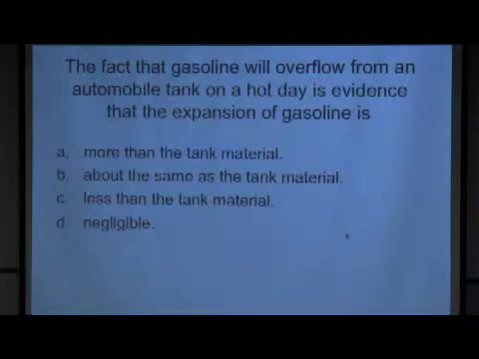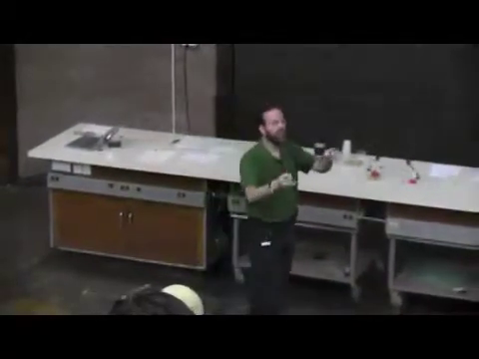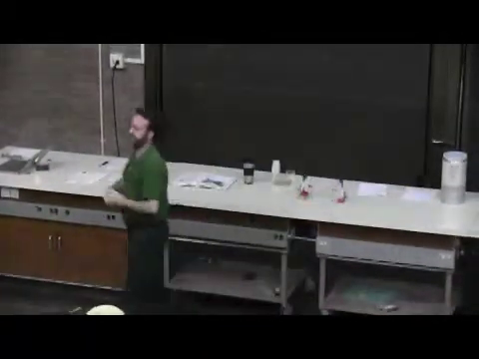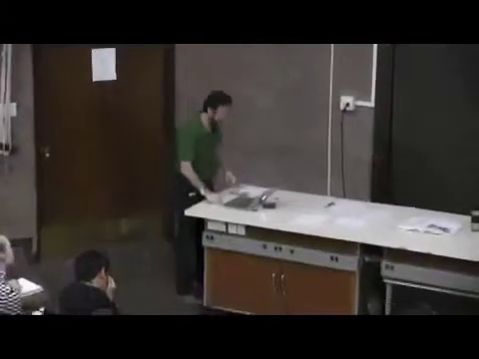74% say A. Correct answer is A. Yay! Both expand, the gas and the tank, because when things heat up, they expand. Yes? But they expand at different rates. Who obviously expands faster? Yeah, the gas. If they expanded at the same rate, that'd be interesting. All right, any questions about that?